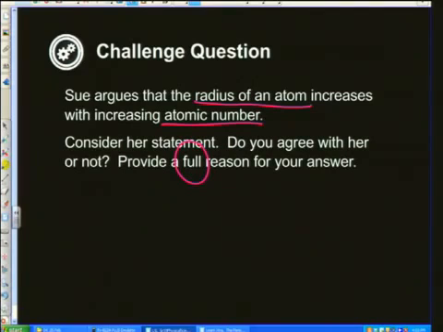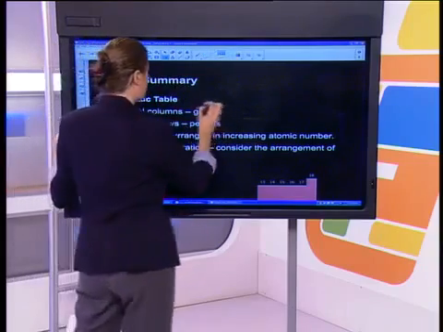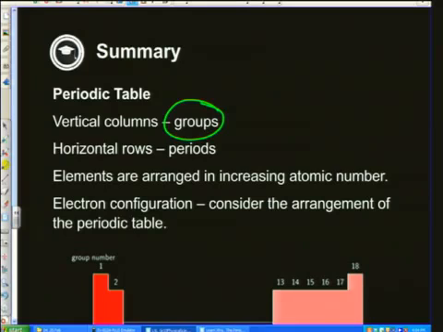Just going back to this, radius, we're talking here about the size of the atom. Why? Well, because when I speak about vertical columns, that's going up and down, those are called the groups. If I speak about horizontal rows going across, that's what we would speak about as periods. And I want you to note that elements are arranged in increasing atomic number. Now, what is the atomic number? Remember, that is the number of protons in the nucleus.